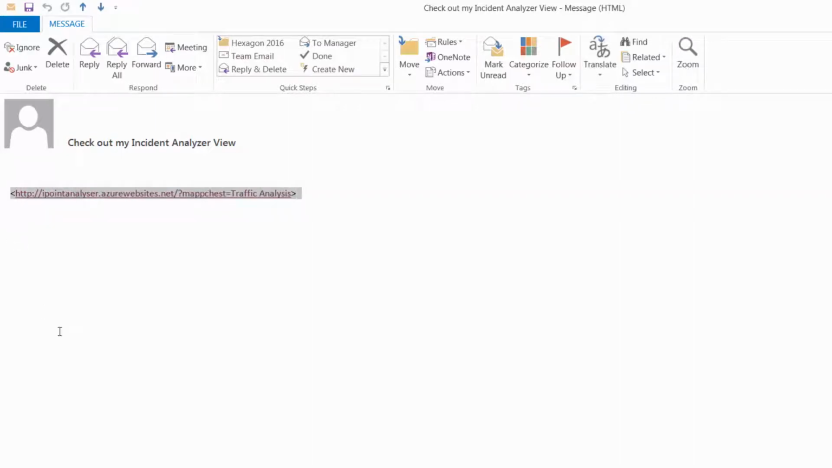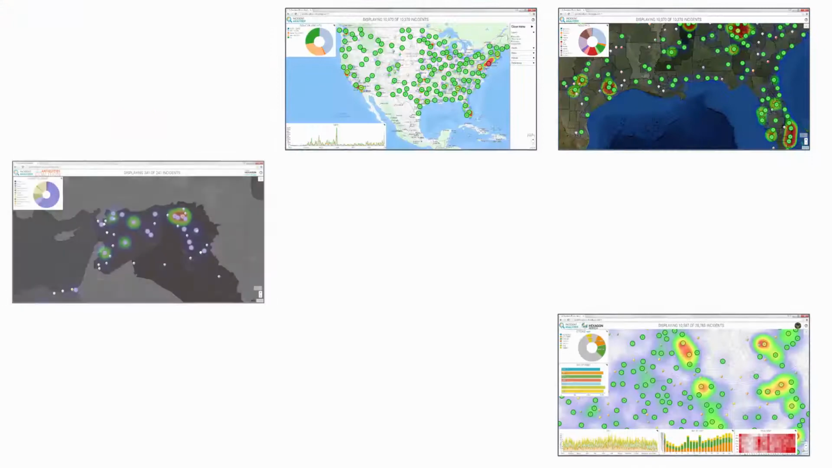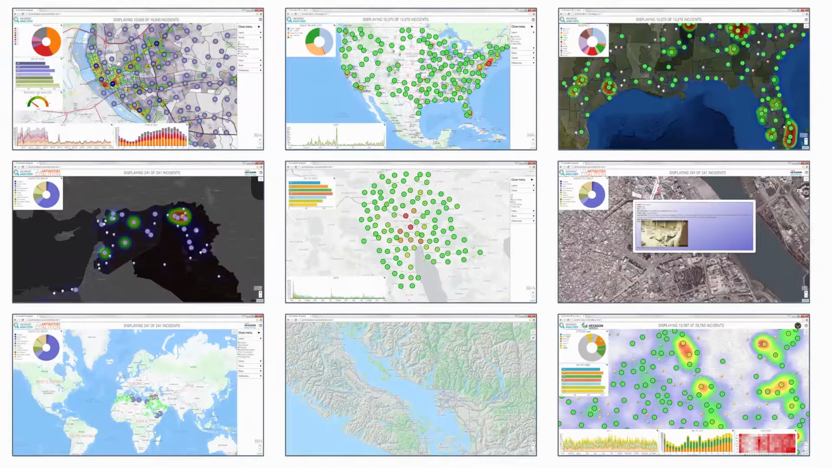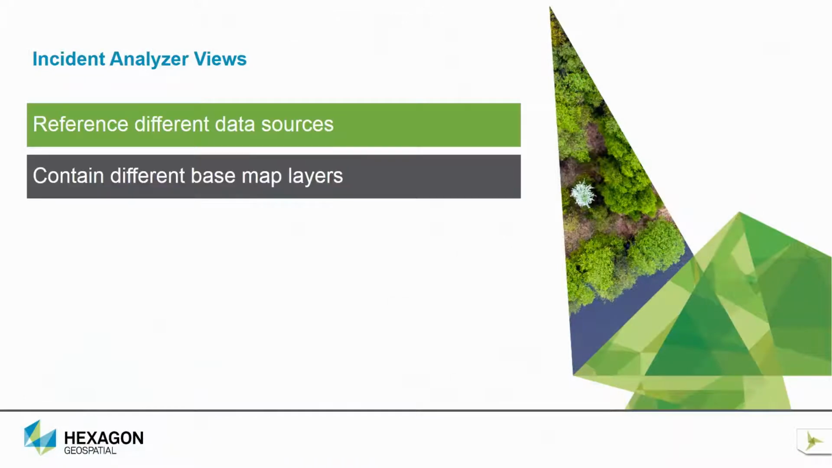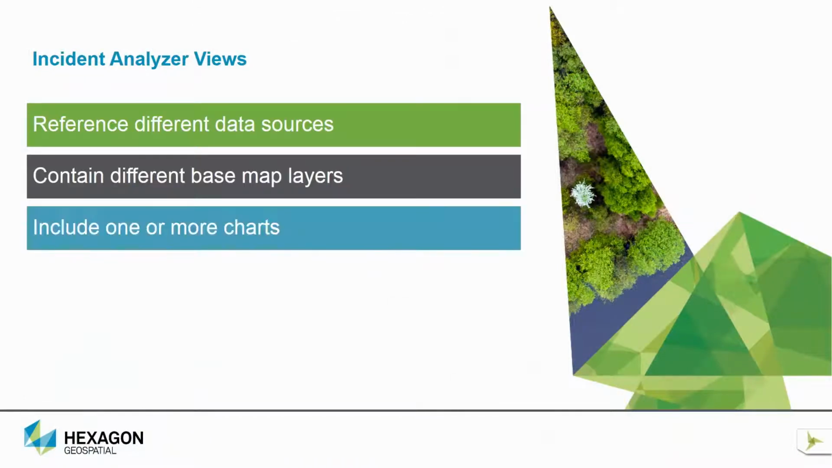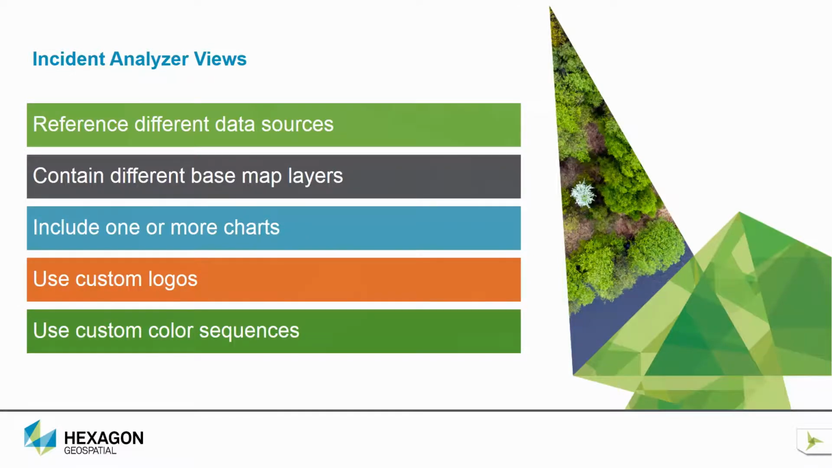This Incident Analyzer is used for a traffic analysis view. To see the traffic analysis view, click the URL. Incident Analyzer views can look very different from one view to the other. They can reference different data sources, contain different base map layers, include one or more charts, or use custom logos, and use custom color sequences.